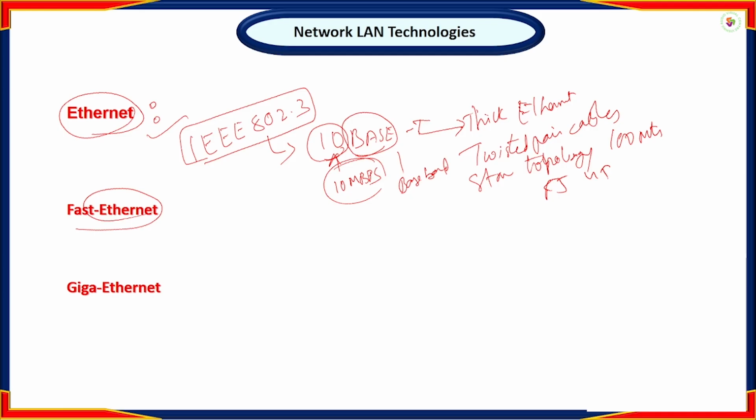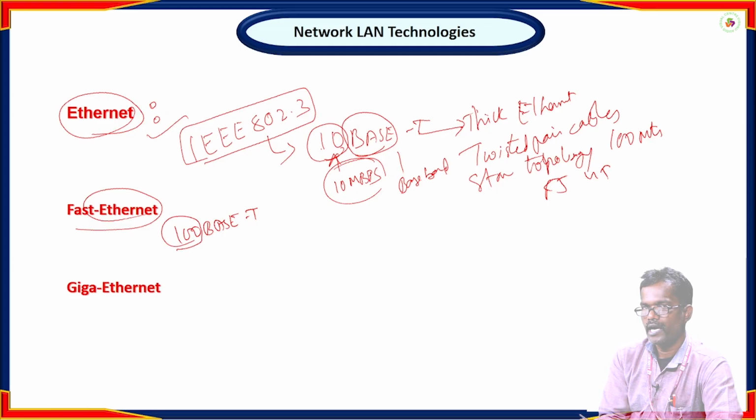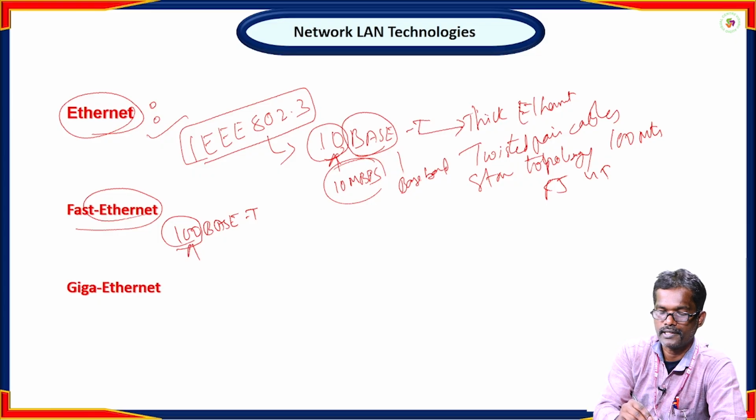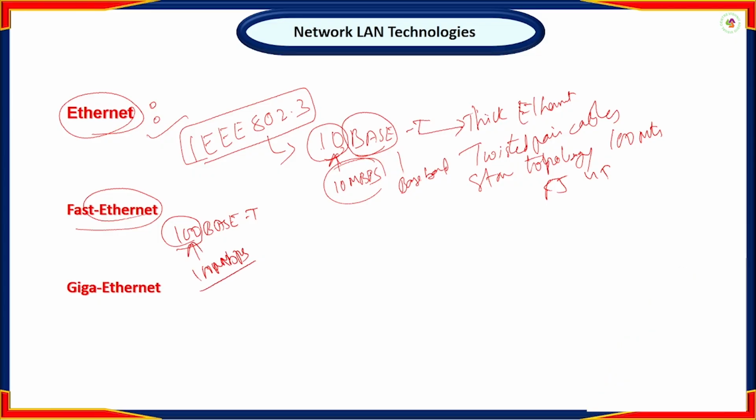Coming to Fast Ethernet: for Ethernet it was 10Base, and here it is 100BaseT, that means 100 Mbps. Up to 100 Mbps speed we can use here. The protocol here is IEEE 802.3u. This is the Ethernet protocol used in Fast Ethernet, at a speed of 100 Mbps. Speed is increased compared to Ethernet.